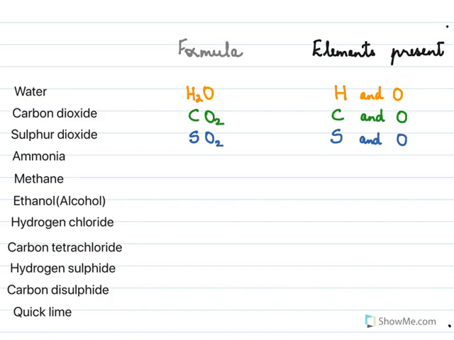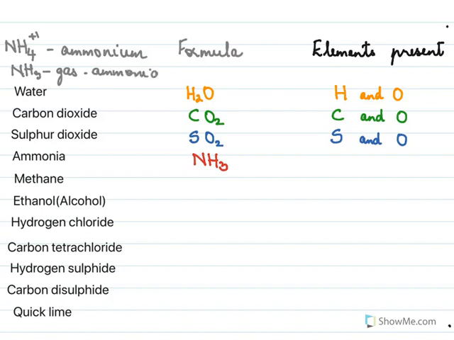Then we have ammonia. Ammonia is NH3. Here I want to bring to your notice the difference between ammonia and ammonium. NH4 is an ion, and that is ammonium. NH3 is a gas, and it is called ammonia. The elements present: nitrogen and hydrogen.